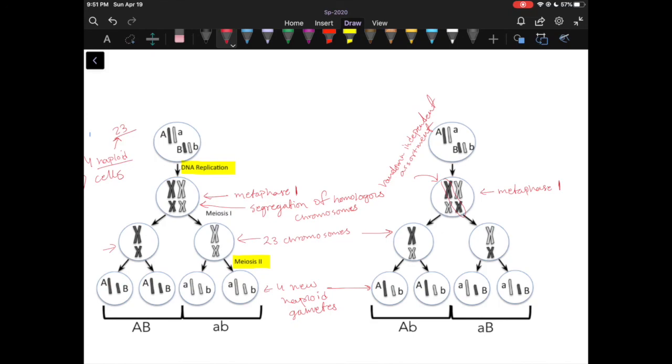Okay, and notice how they're going to have different allele combinations based on random independent assortment, because that was the only thing that was changed between these two diagrams. So if you look at this one on the left, we're going to have big A, big B, and little a, little b. But on the right, we're going to have big A, little b, and little a, big B. And that contributes to genetic variation. So if this model were to show crossing over, then it would have even more genetic variation, but it doesn't show that. It only shows random independent assortment.